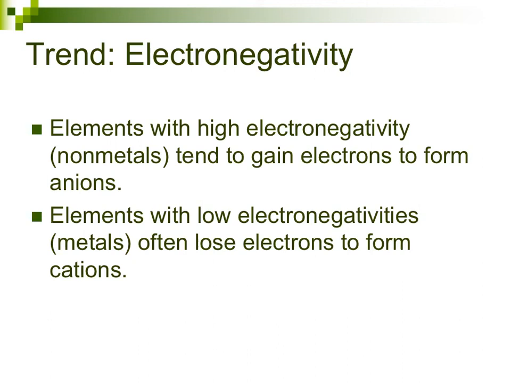So elements that tend to have high electronegativity are going to be on the far top right of the periodic table. Those are ones that are nonmetals. And then the ones on the left of the periodic table are going to be the ones with lower electronegativities. They tend to lose electrons. Those are going to be your metals.